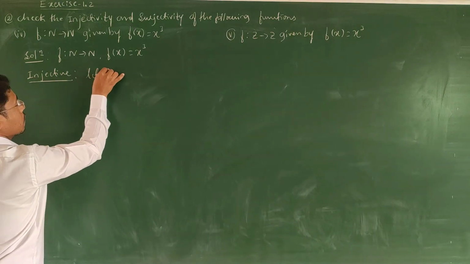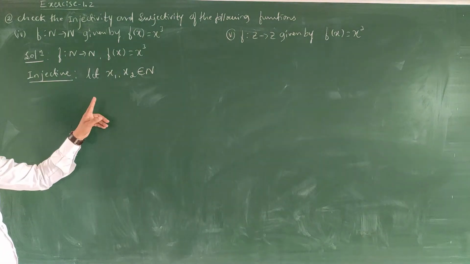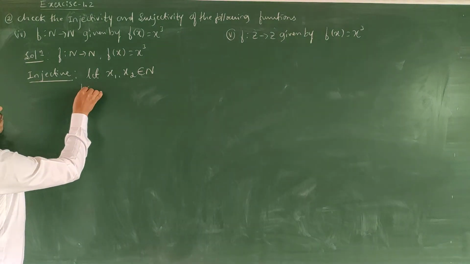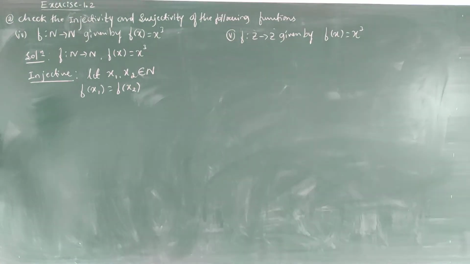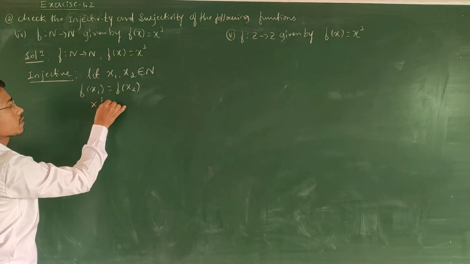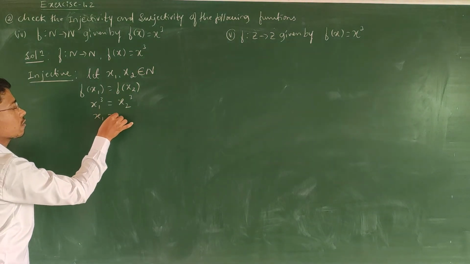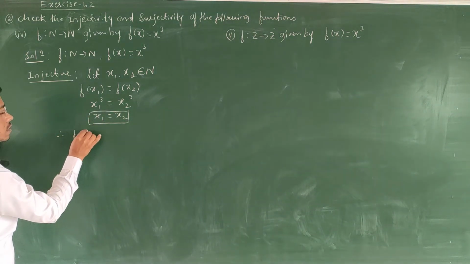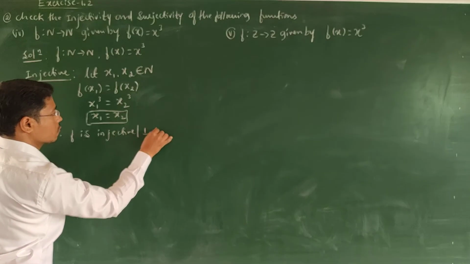Let x1, x2 belong to N. Here x1 and x2 belong to the domain, and f of x1 equal to f of x2. f of x is x cube, so f of x1 is x1 cube, and this is x2 cube. Cancel the cube on both sides, you will get x1 equal to x2. Therefore you can say that f is injective, or you can say it is one-one.